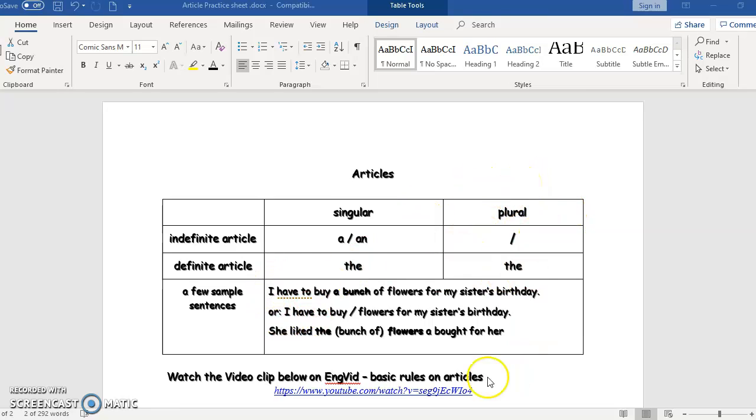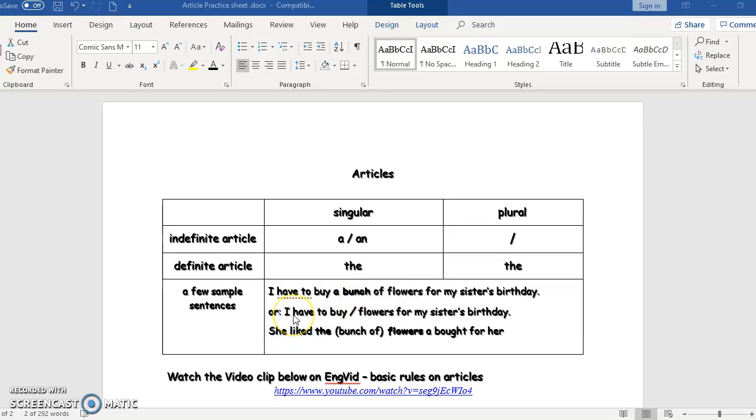Just hear a sample sentence. I have to buy a bunch of flowers for my sister's birthday. So it's one bunch of flowers, but it could be any type of flowers. Could be roses, could be mixed, could maybe be a meadow flower bunch, could be whatever. Nothing specific.